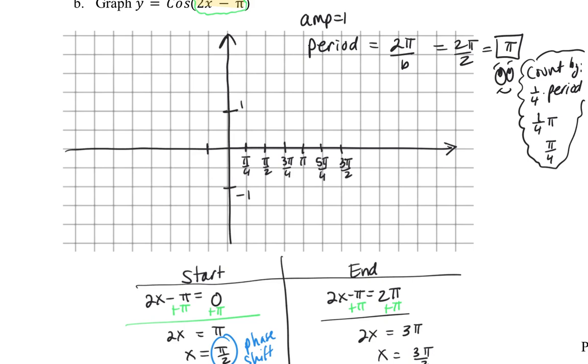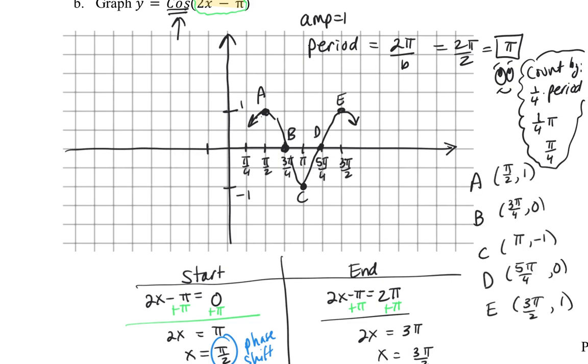Okay, so we're going to start at pi over 2. Because this is a cosine graph, I'm going to start at the peak, and I'm going to end at the peak at 3 pi over 2. In the middle of that, so at pi, I'd be down at the base, and then at the quarter marks, I'd be at the midline. Okay, so here's my graph of the shifted function. And then we just label our key points, A, B, C, D, and E. All right, there we go, done.